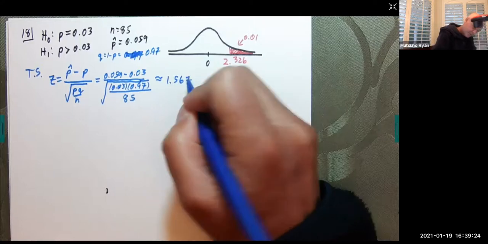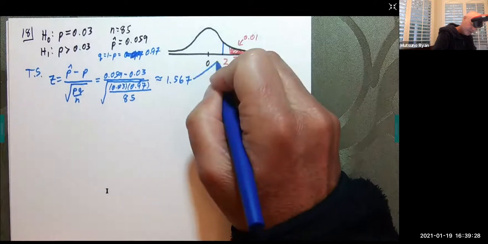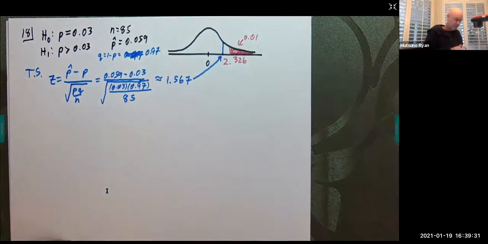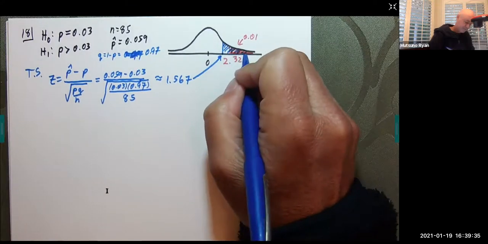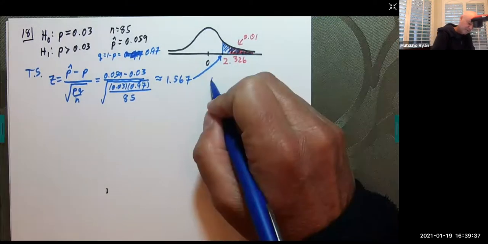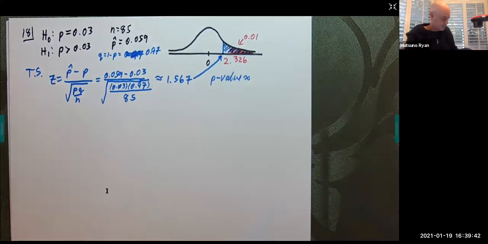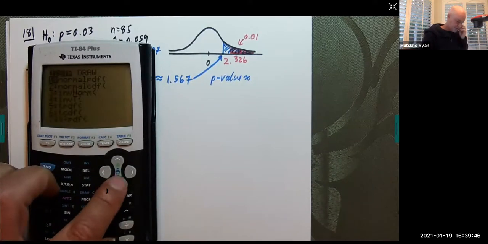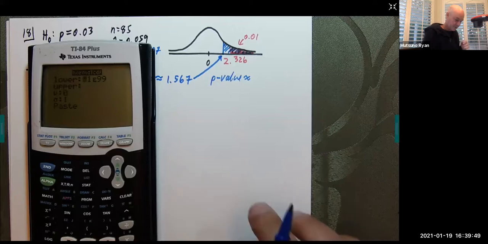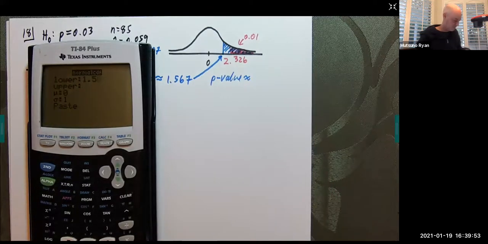1.567, which is not in the critical region. That goes right there. Now we can get a p-value from that. The p-value is going to be normal CDF. The lower in this case is the 1.567. The upper is just any large number.